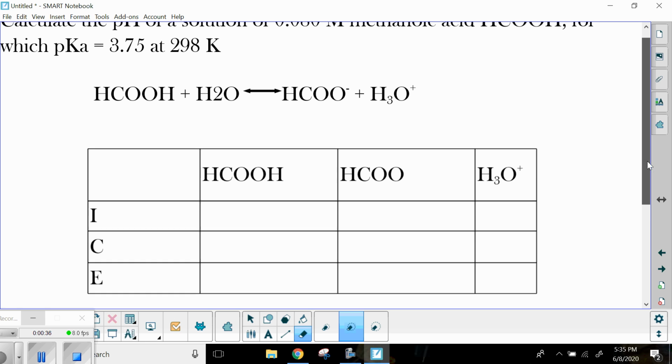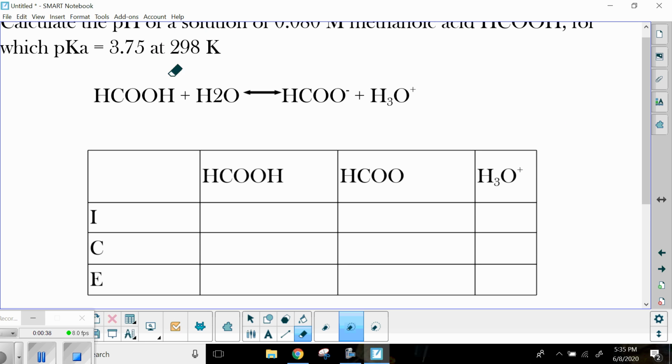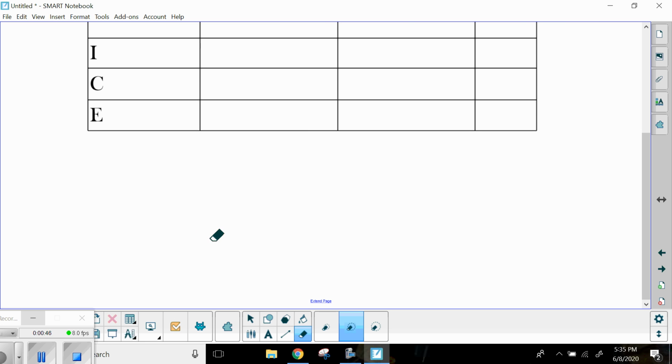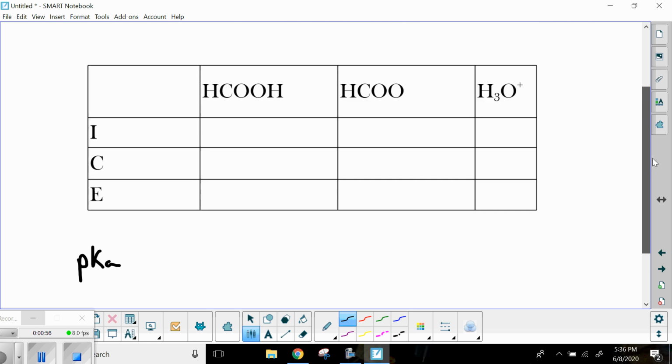So I'm at standard temperature and pressure. This is again 25 degrees Celsius, meaning I'm at standard temperature and pressure. That means that the Kw value holds at 10 to the negative 14th. I don't have to worry about that at all. I'm going to do something first here. They told me that my pKa is 3.75.